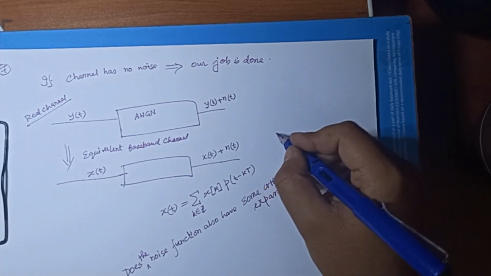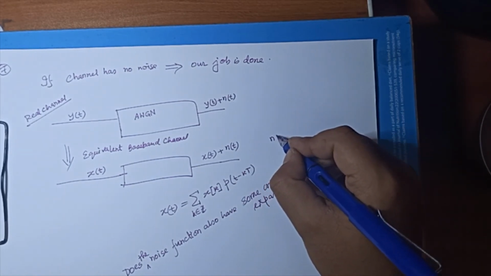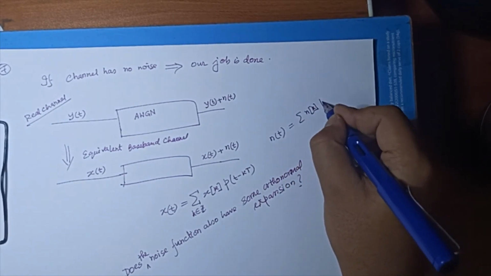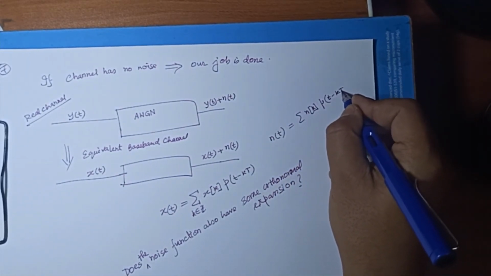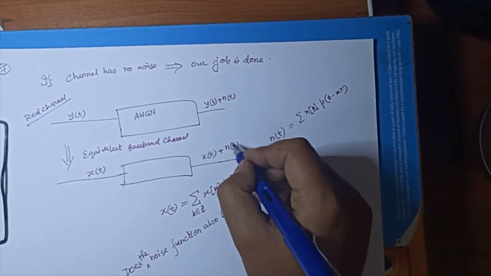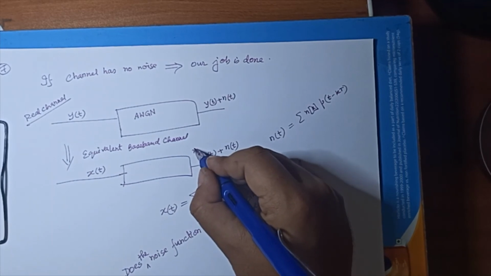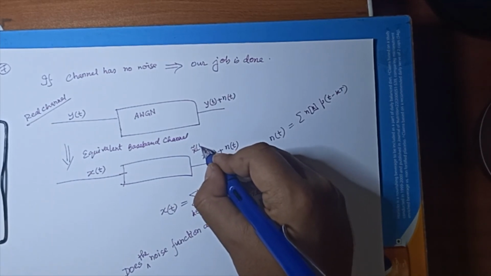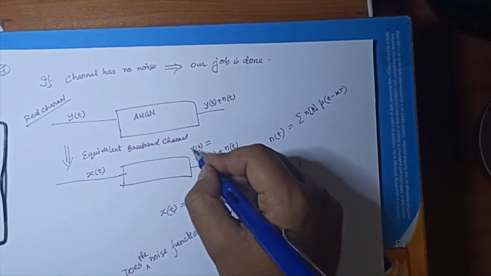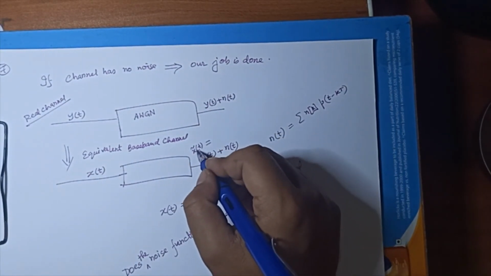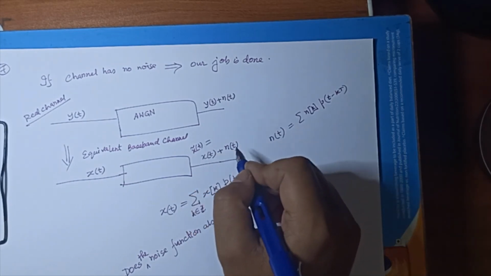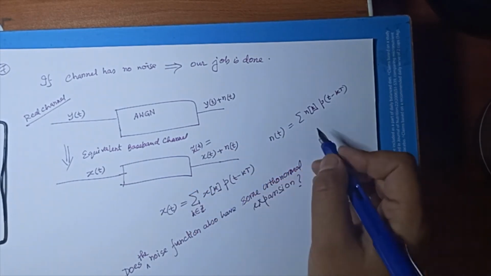So if my n(t) also has some orthogonal expansion like this, some n_k p(t minus kT) with the same basis function, then I can write this output, which is say x tilde(t), which is corrupted basically. We can perform the matched filtering on that, and we will get the output to be x_k plus n_k.